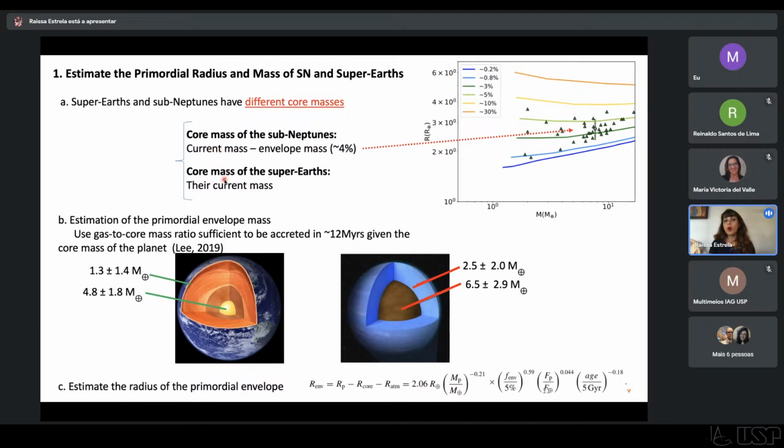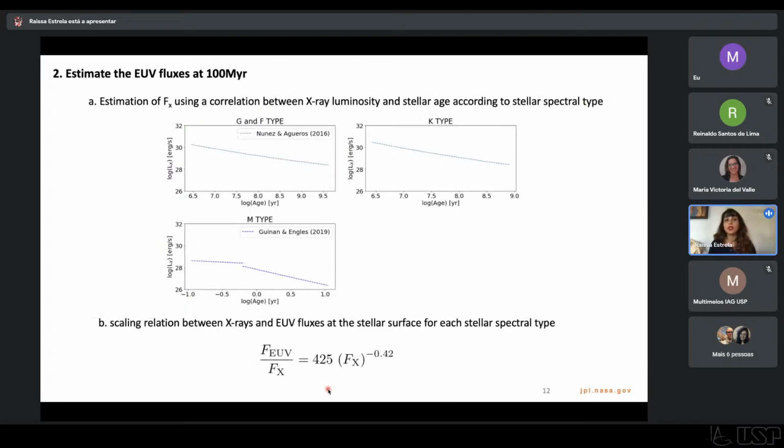Once we know the core mass of these planets, we can estimate the primordial gas that is accreted during the first million years of the planet's lifetime, which is the envelope mass that's going to constitute the primordial envelope. So we use this relation that, given the core mass, you can get the amount of primordial gas. And once you know the envelope mass, you can estimate the primordial envelope radius. So we know the primordial radius, we know the primordial mass, and then we need to know what the UV flux was at 100 million years.